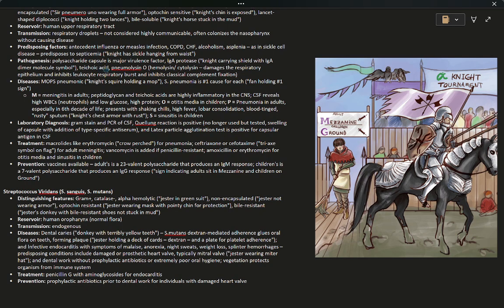There is also the teichoic acid, and then pneumolysin O, which is a form of hemolysin or cytolysin. Pneumolysin O is going to damage the respiratory epithelium and ultimately inhibit the leukocyte respiratory burst and inhibit classical complement fixation.